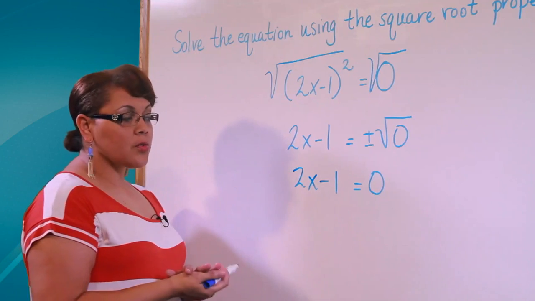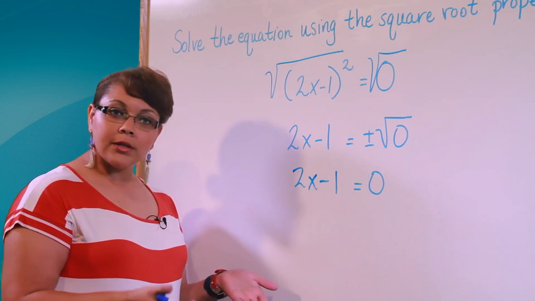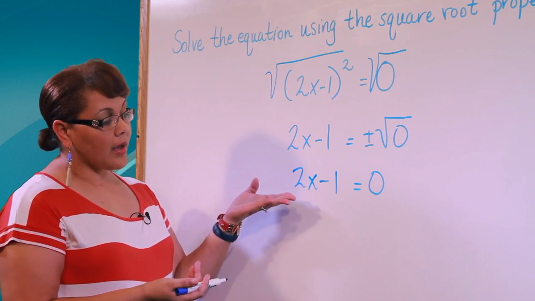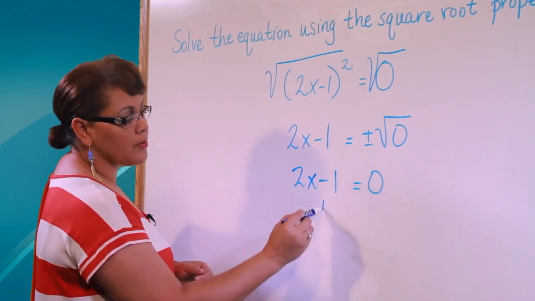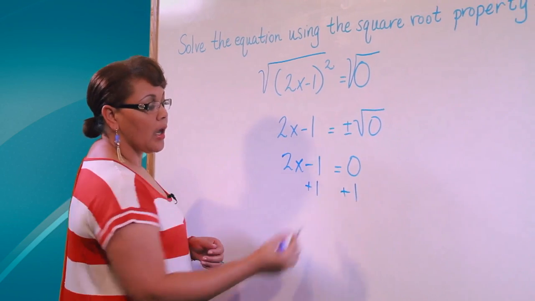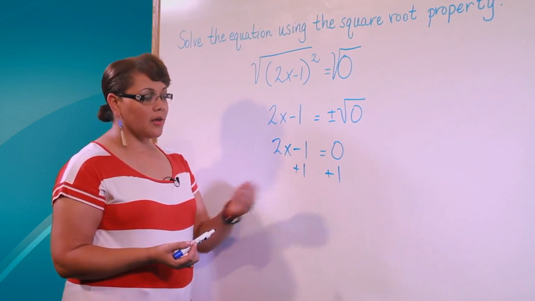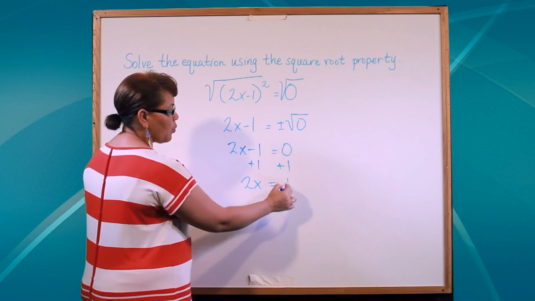And now just notice we have a simple linear equation that we will apply the rules for solving a linear equation to solve. So the next step here, I have 2x minus 1 equals 0. I will add 1 to both sides of the equation. And remember, whatever you do to one side of the equation, you have to do to the other side. This simplifies to 2x equals 1.